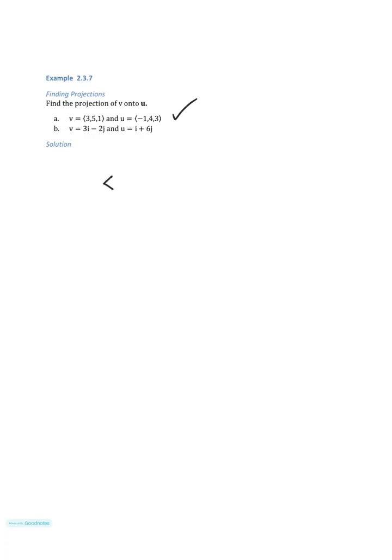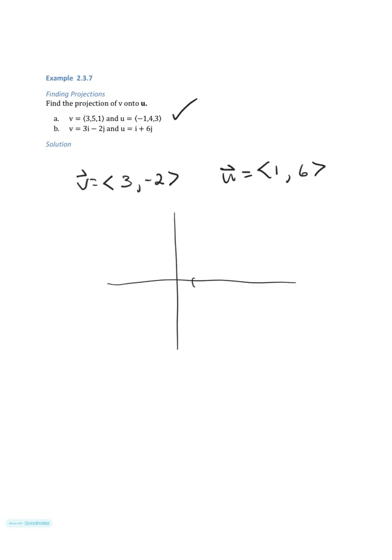So you might think of V as the vector 3, -2. So this is a two-dimensional vector. U is the vector 1, 6. So if I were to visualize these, 1, 2, 3, -2. So there's V, and then 1, 6, 4, 5, 6. So we're kind of way up there.